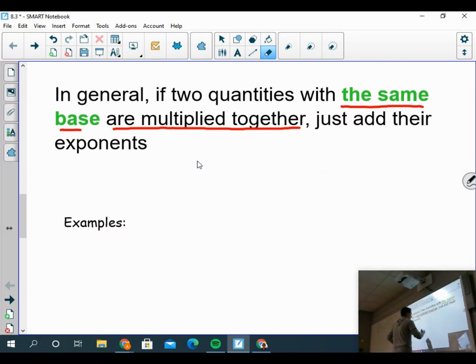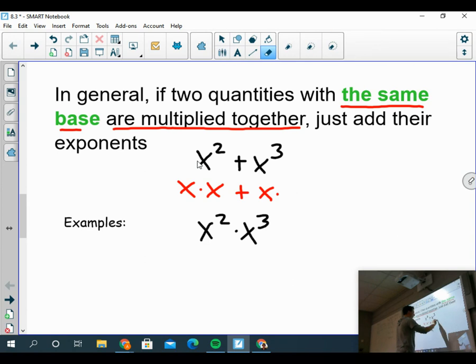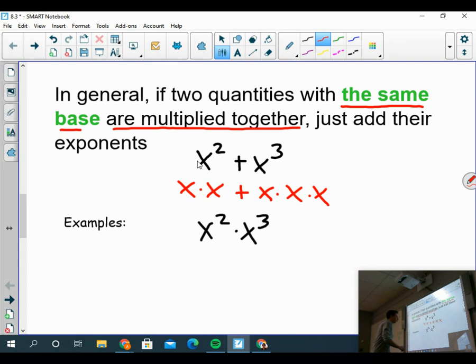But the rule would not apply in a situation like this. Okay? Maybe we'll show you a situation where it works as well. Again, the best way to see why the rule works in one circumstance and not another is to write it out. So let's write out what's happening here. X squared is x times x. X cubed is x times x times x. Versus here we have x times x times x times x times x.